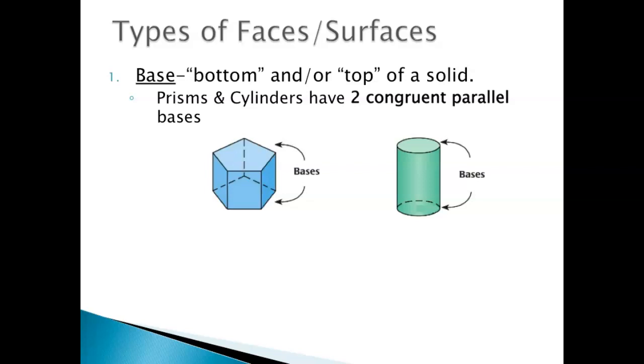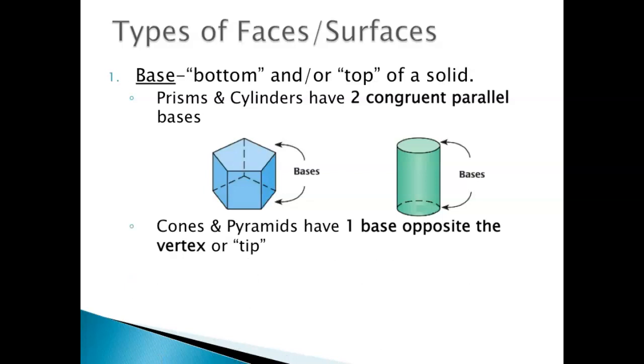The base is usually a little easier to understand because that's where the three-dimensional object is making contact with a table, for example. And if there is a surface on that object that is parallel to it at the top, we also call that a base. Now for cones and pyramids, they have one base that is opposite the vertex or the tip. So you can see here, in these two examples, there's no surface up at the top that's parallel to the base at the bottom, in which case we would say that these only have one base.